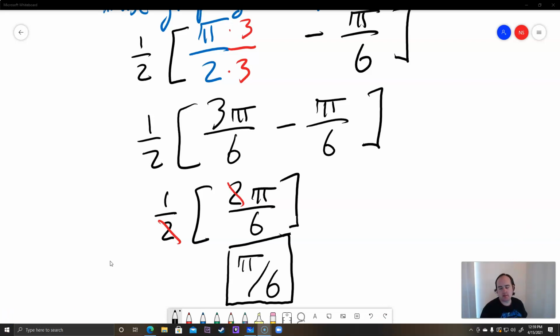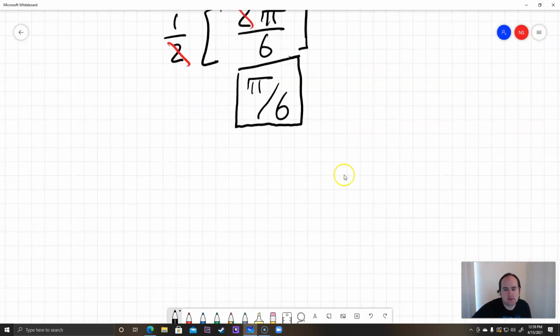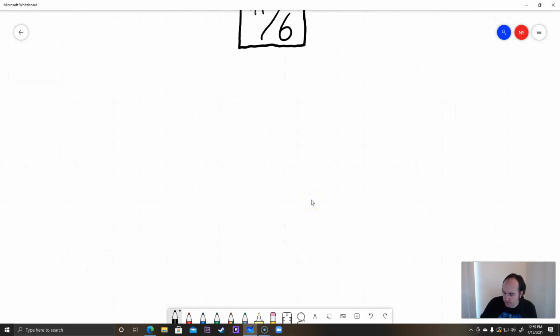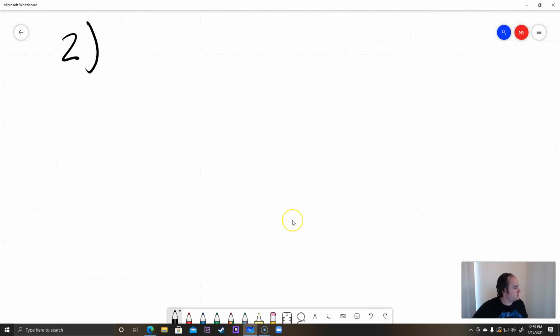All right, so I kind of took my time with that one, so I want to do a few more, but I'm going to try to pick up the pace a little bit. Okay, so that was example number 1. Okay, next is example number 2. So example number 2 has the same instructions. Okay, evaluate the improper integral.